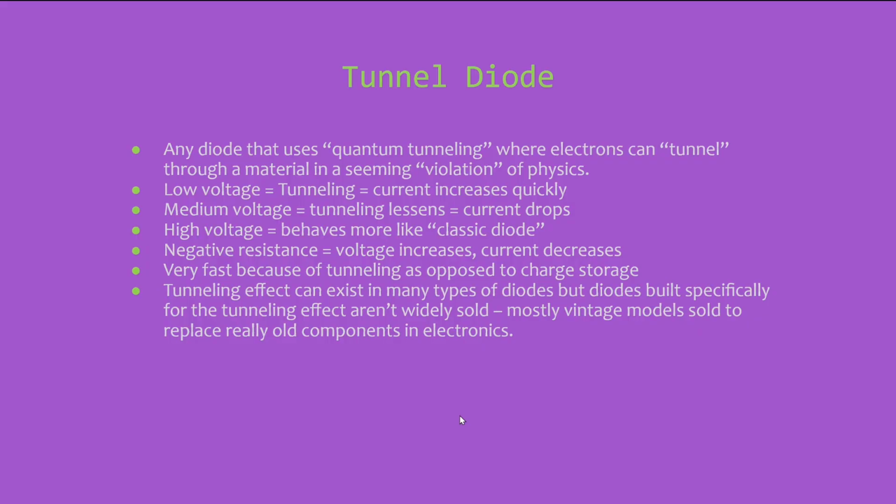Now, the tunneling effect can exist in many types of diodes, but there are diodes that were built specifically for the tunneling effect, especially when they were new. You're not going to really find those much anymore because they've been incorporated into other types, and there are subtypes such as Zeners now. You might find some vintage models that are sold to replace really old components. I'm talking like 60s, maybe 70s stuff.